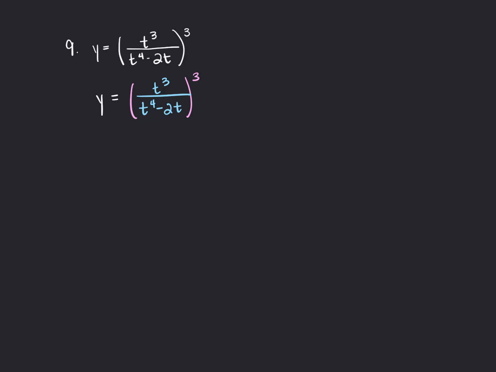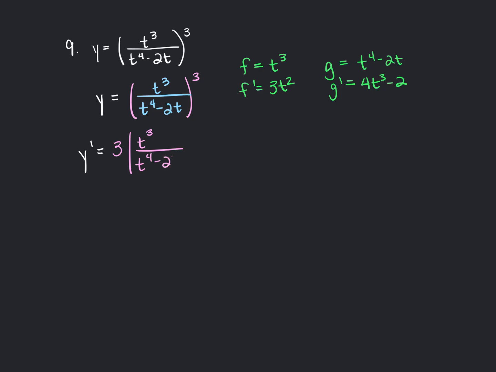Okay? Where t cubed is my numerator, f, and my denominator g is t to the fourth minus 2t. So f prime is going to be 3t squared, and g prime is going to be 4t cubed minus 2. All right. So y prime, we're going to take the derivative of the outside, which is 3 times t cubed over t to the fourth minus 2t, and we subtract 1 from the exponent.